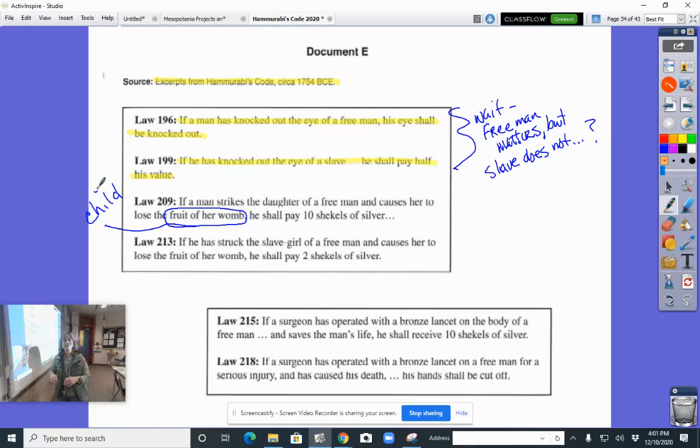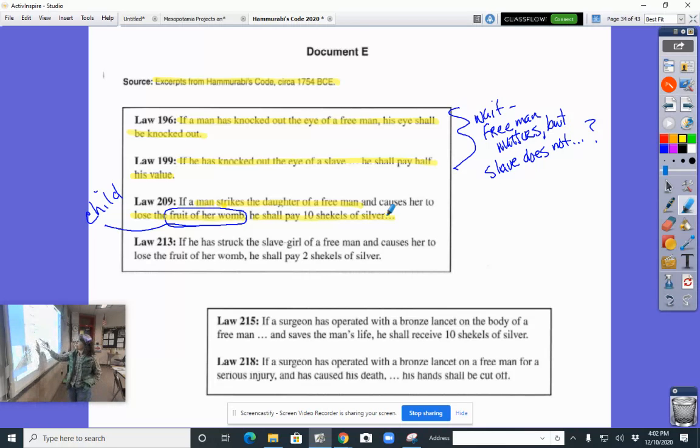Okay, like a tree bears fruit, right? A woman bears a child. Okay. You shall pay 10 shekels of silver. So let's get this highlighted. If a man strikes the daughter of a free man, she loses the fruit of her womb, he shall pay 10 shekels of silver. There's a lot going on with this law right here.